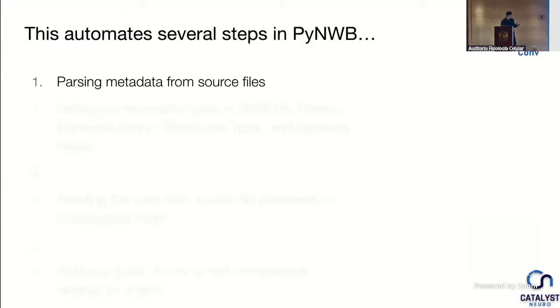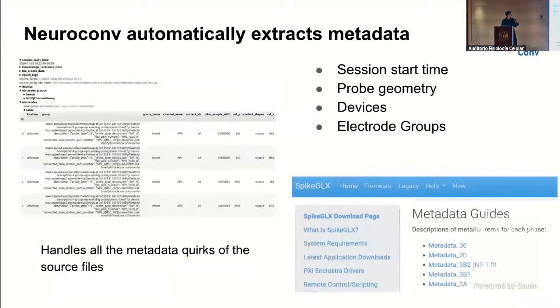So the first thing that Neurocom does is that we have put a lot of work into parsing the metadata from source files. Source files here means the format that your acquisition system outputs. For example, OpenEphys throws some specific files like an XML, JSON, .dat, if that's what you're using. And we ensure that they end up in the right part of the NWB structure.